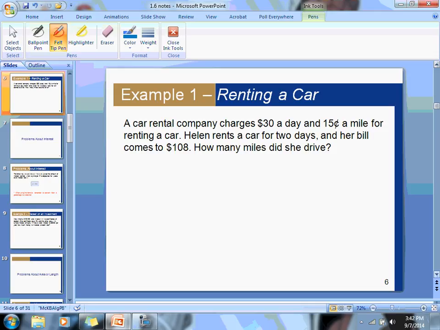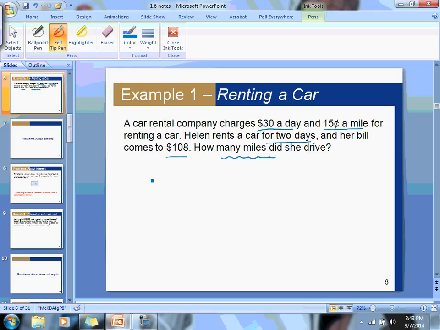The information that we know is that the company charges $30 per day and they charge 15 cents per mile. We know Helen rents the car for 2 days and we know her total is $108. What we don't know is how many miles she drove. So that's what we're finding. So there's not a set formula that we need to use for this. It's kind of just multiplying and adding and getting our total.